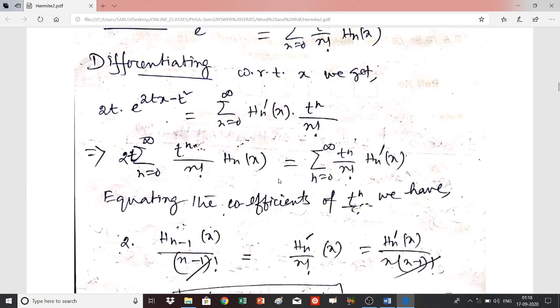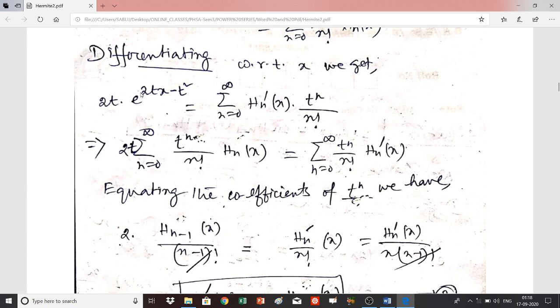Okay, now just write the value of this expression, that is the generating function. So 2t is here, and this is nothing but the sum from n equal to 0 to infinity of t to the power n by n factorial h_n(x). That is the right hand side of this expression, and it is unaltered here.